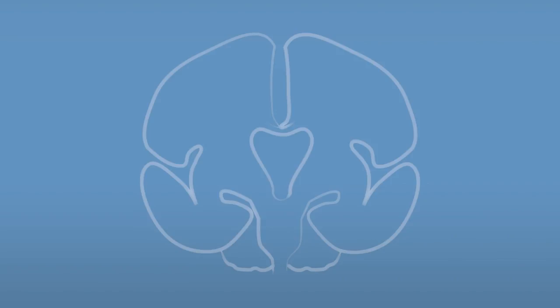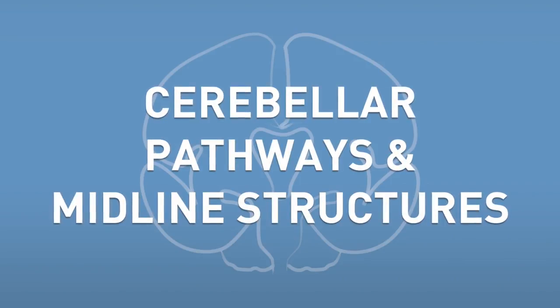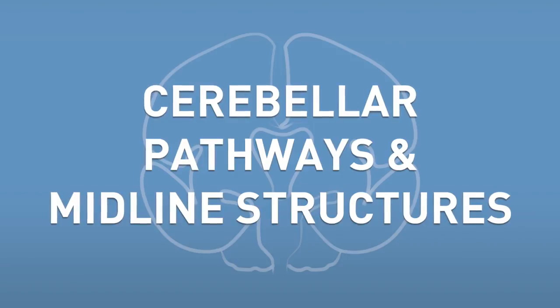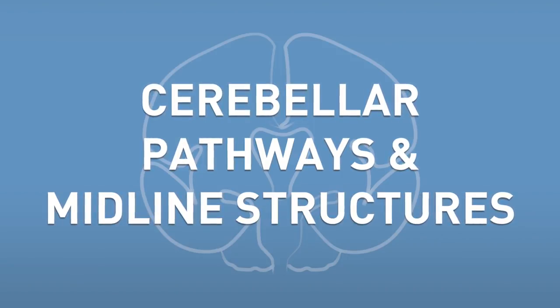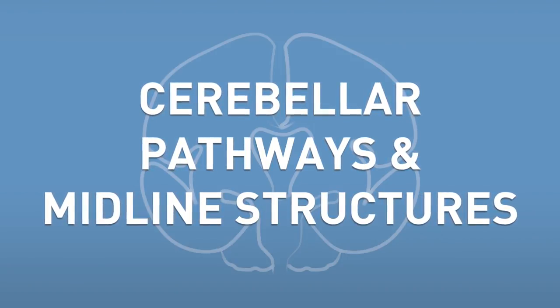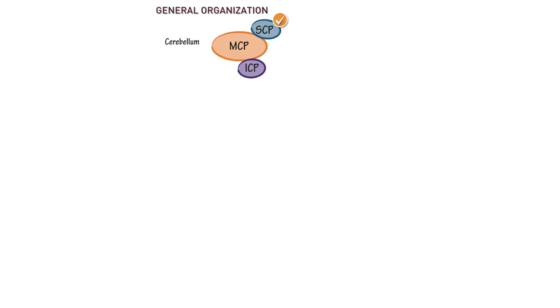Here we will draw the pathways through the cerebellar peduncles, the corticopontocerebellar pathway, and the cerebellar midline structures and arterial supply. We begin with the general organization of inflow and outflow through the cerebellar peduncles. Label the cerebellum, then draw the middle cerebellar pathway, MCP, inferior cerebellar pathway, ICP, and superior cerebellar pathway, SCP.